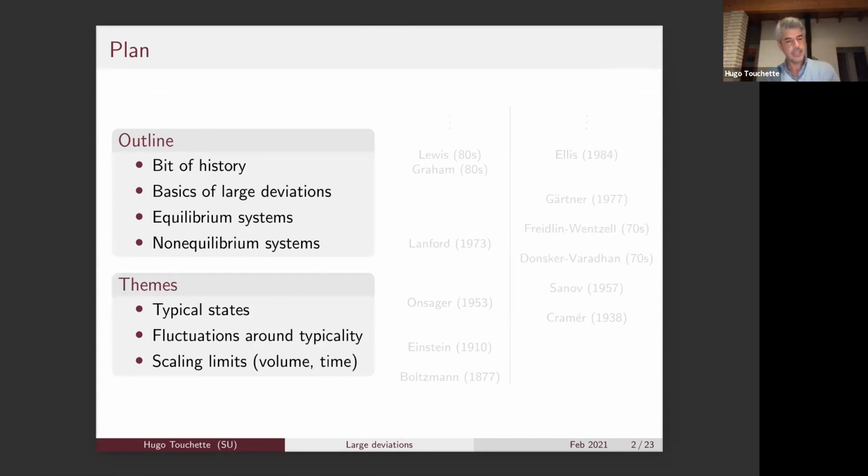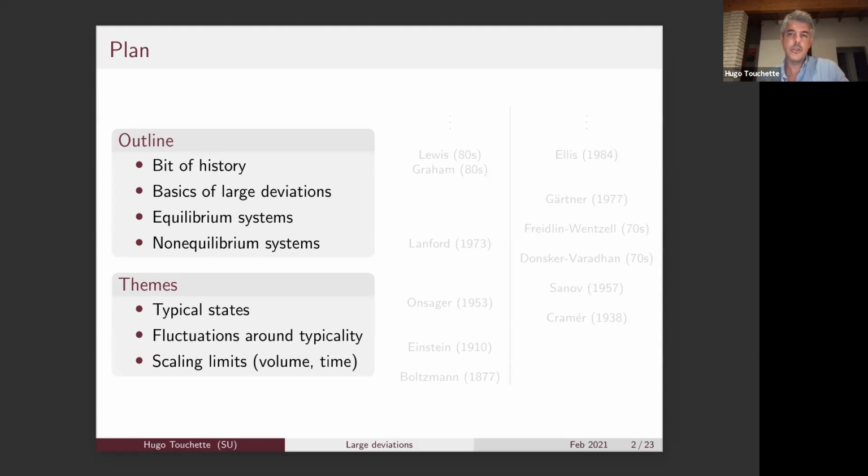Now, the idea that we have in mind is that we study stochastic systems, so systems that have some kind of randomness, and we want to study typical states or equilibrium states of something that is related to the law of large numbers, something stable. But with the theory, we want also to study fluctuations around these typical states. And this is what the theory is about.